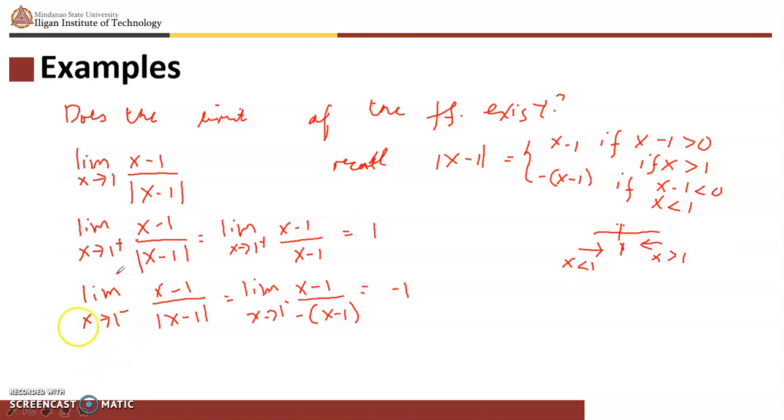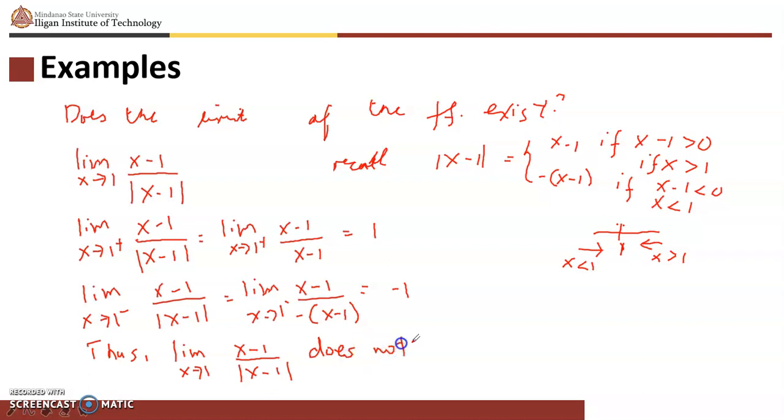Notice that the right hand limit, as x approaches 1 from the right, and the left hand limit, as x approaches 1 from the left, are not equal. So we conclude, thus, as they are not equal, and we have a theorem that for a limit to exist, you should have the same value for your right hand and your left hand limits. Thus, this time, the limit of x minus 1 all over the absolute value of x minus 1 as x approaches 1 does not exist.